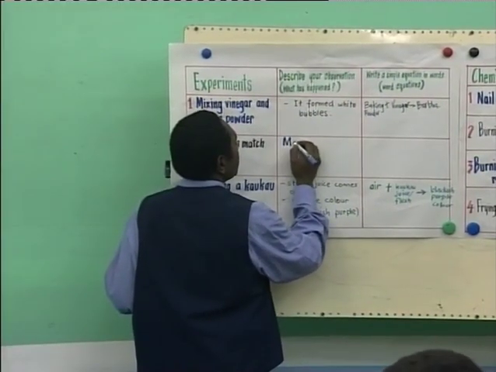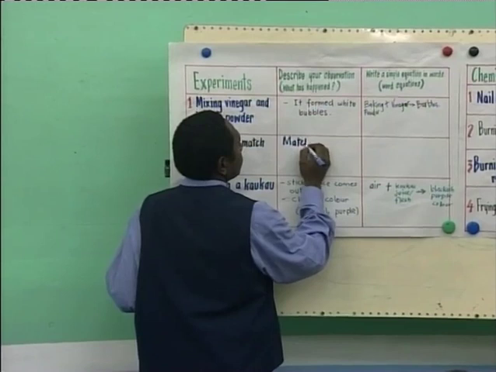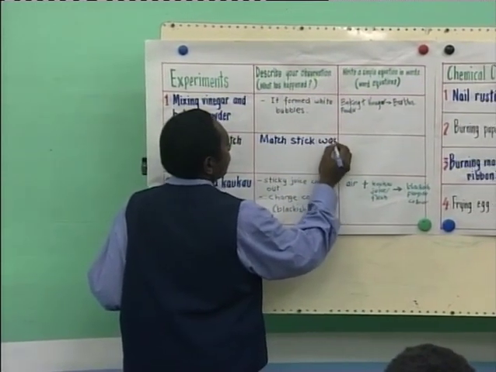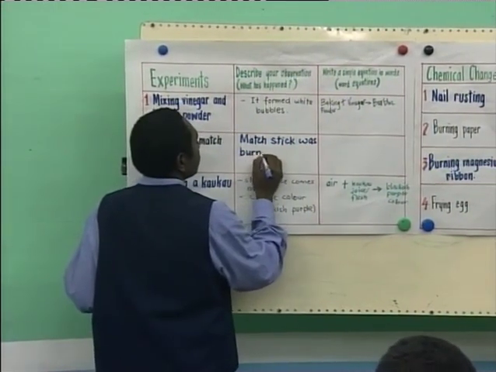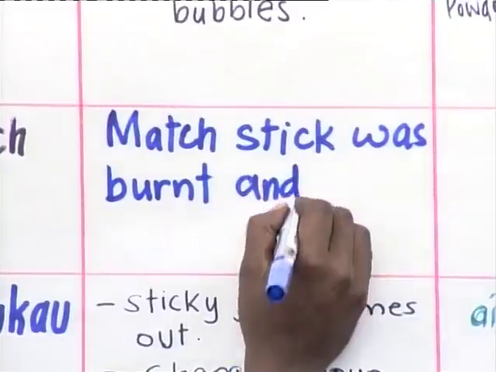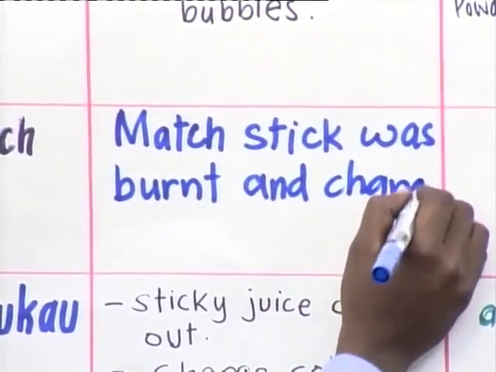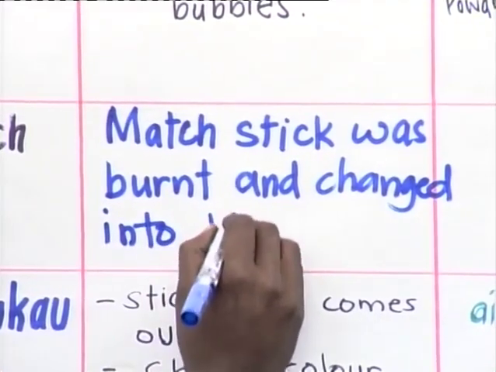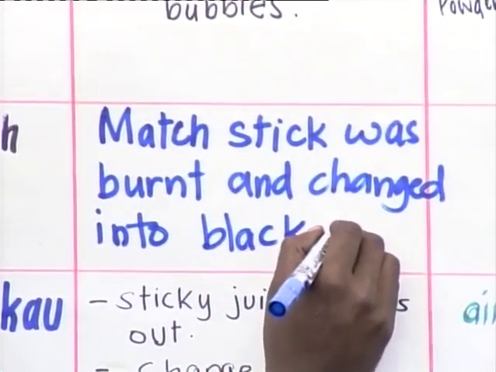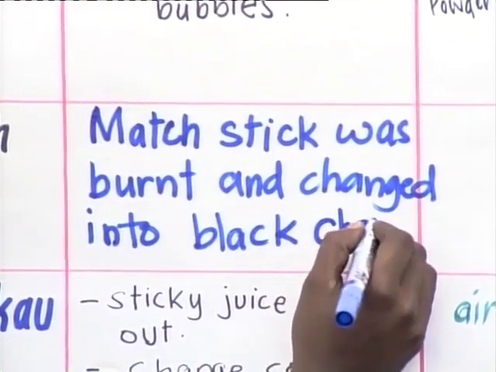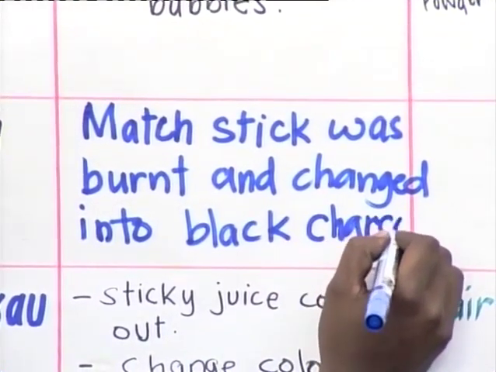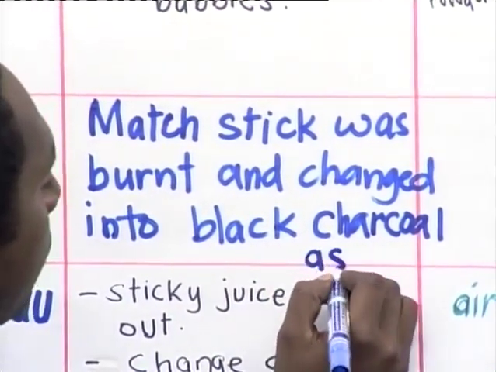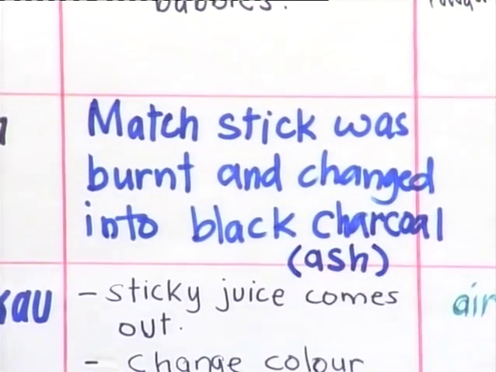Okay, the matchstick was bent and changed into black charcoal, which is the ash. Charcoal and ash.